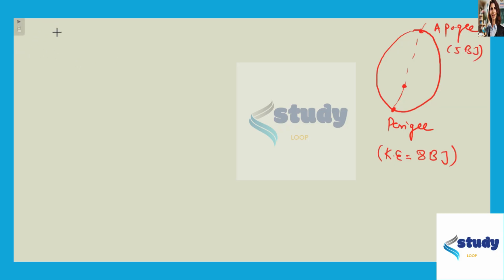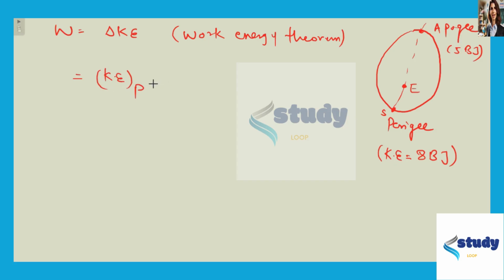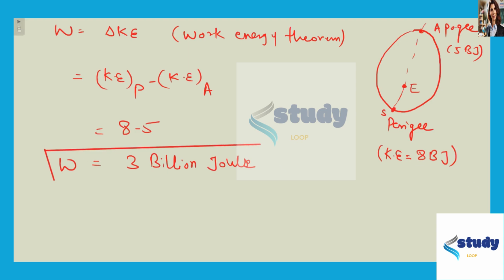Now we have to find the work done by the gravitational force. So we can say that the work done by the gravitational force is given by the change in kinetic energy. This is the work energy theorem. Now the change in kinetic energy is given by the kinetic energy at perigee minus the kinetic energy at apogee. So this is 8 minus 5, and this comes out to be 3 billion joules. So this is the work done by the gravitational force, and this is our answer for the first part of the problem.